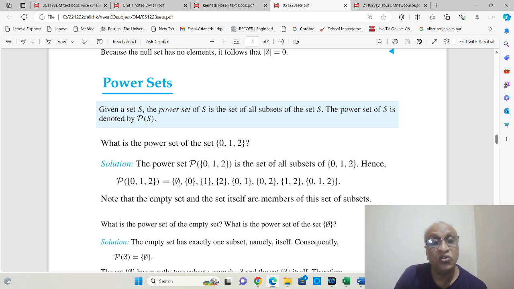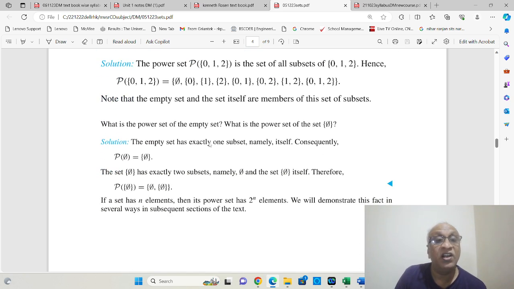Here you can also see that the empty set as well as the set itself is part of those subsets. Now, if somebody asks you what is the power set of the empty set, the empty set has only one subset, namely itself. So the set has two subsets, namely phi and the set phi itself. Therefore, the power set of the empty set is represented by phi comma set of phi.